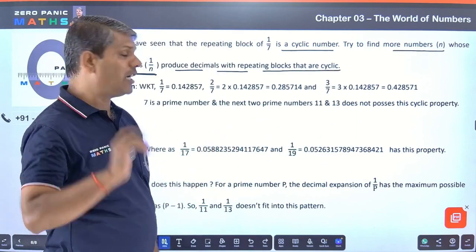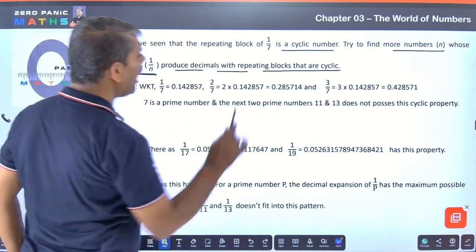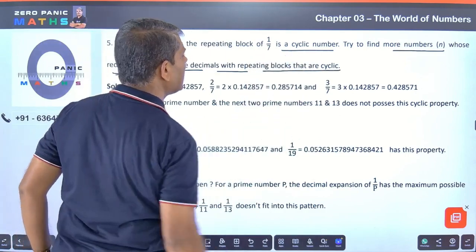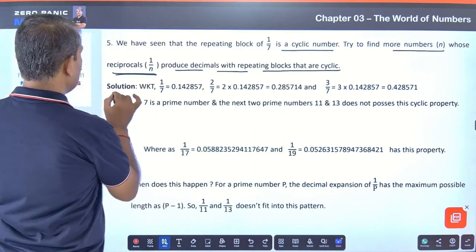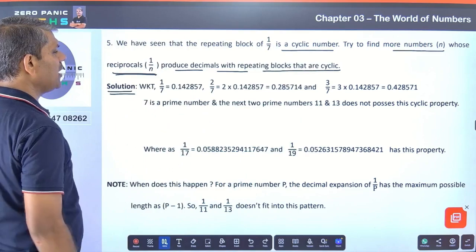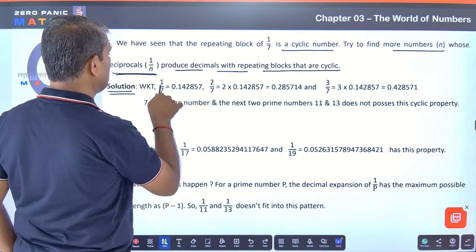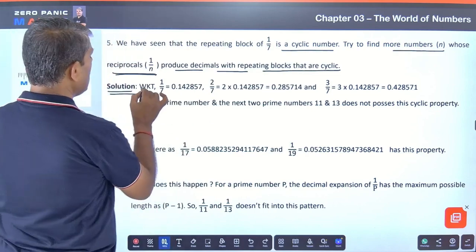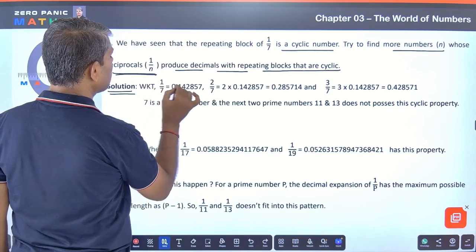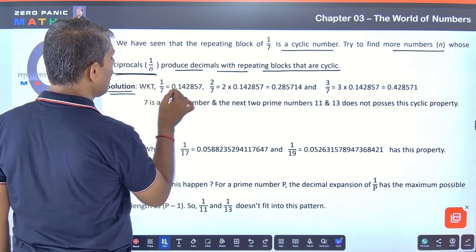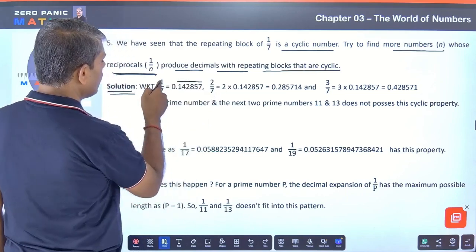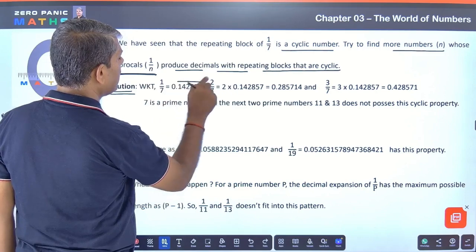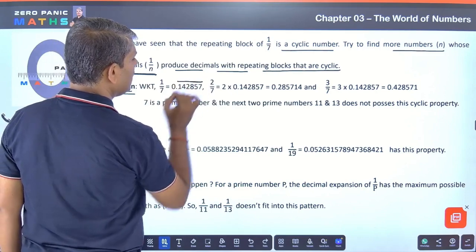Now try to understand here. They already told that 1 by 7 has a cyclic value. I've already written the solution here because I didn't want to spend time calculating 1 by 7 with a long division process. Now we already know that if you perform 1 by 7 with a long division process, you will have 1 by 7 as 0.142857, and this pattern repeating. So that's why I gave a bar here.